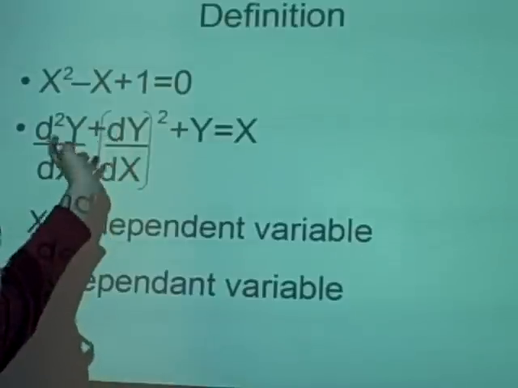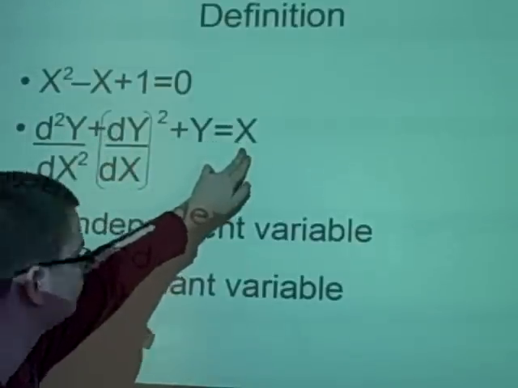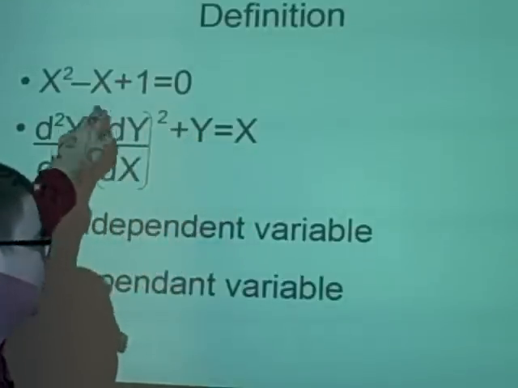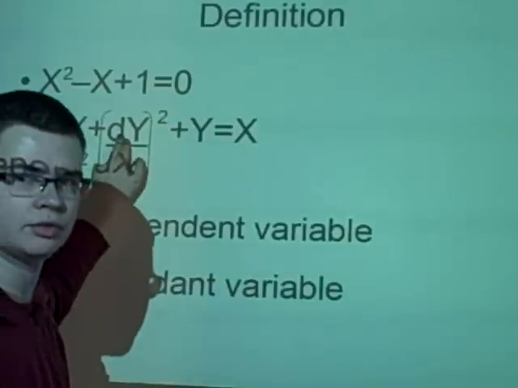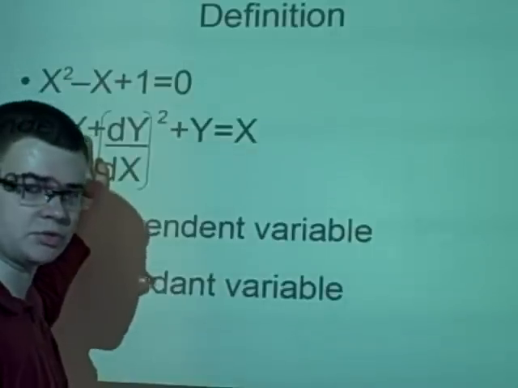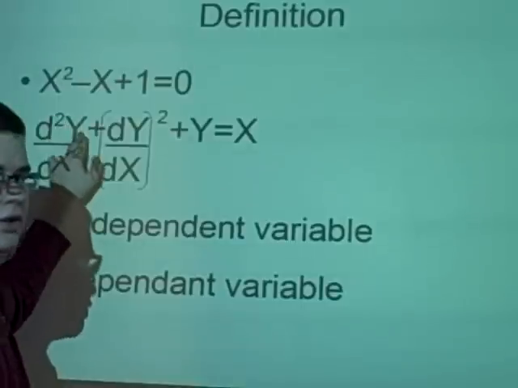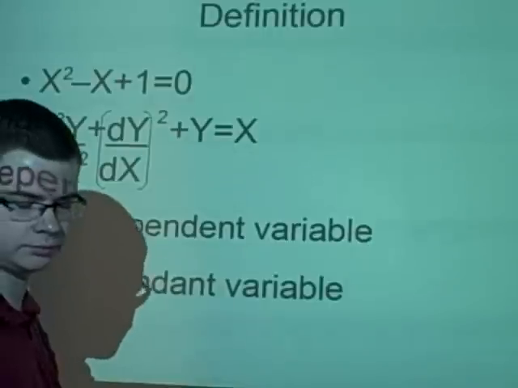It's also got differentials in it, so x is our independent variable and y is our dependent variable, but it's y we're trying to find really. And this is also called an ordinary differential equation. It's a second order ordinary differential equation because we've gone two derivatives back, haven't we? So it's d2y. If it was d3y, then it'd be a third order differential equation.